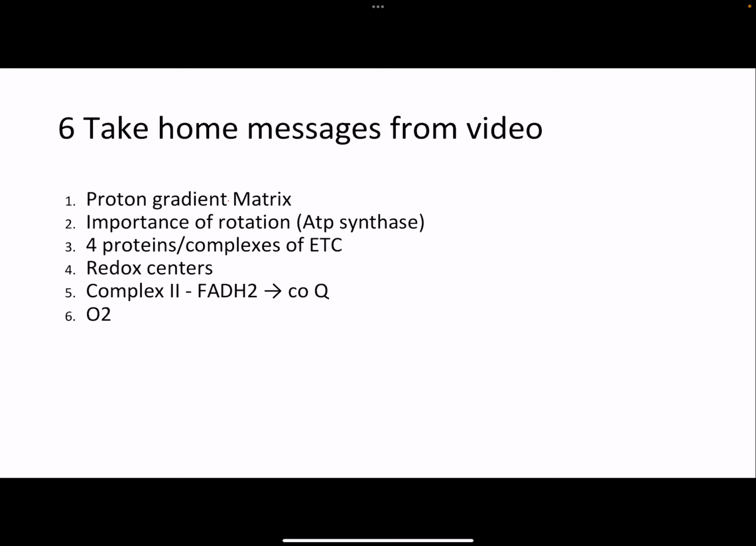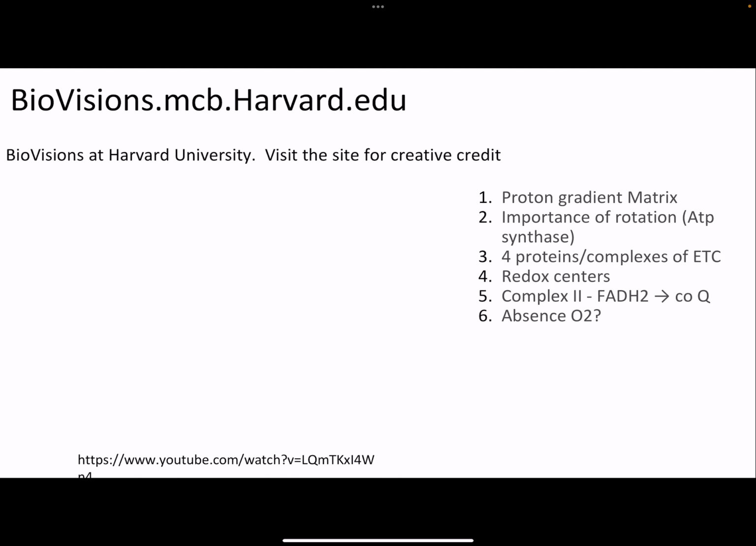The second is looking at the ATP synthase, which we're going to talk more in detail about next lecture, the importance of the rotation for this complex. Number 3 is looking at these 4 proteins and complexes of the ETC. 4, understanding what redox centers are. 5, looking at complex 2 in particular and how this is unique. This complex 2 has a FADH2, and there is also coenzyme Q. And finally, the importance of oxygen. So let's see this video.